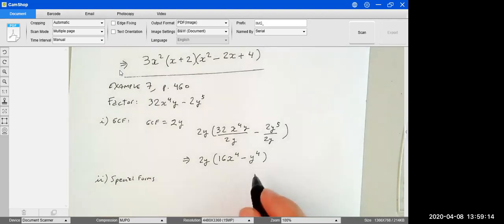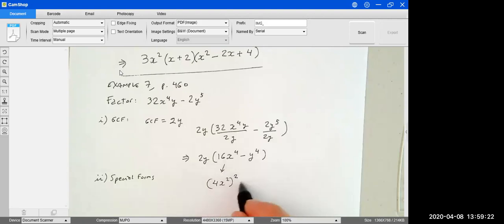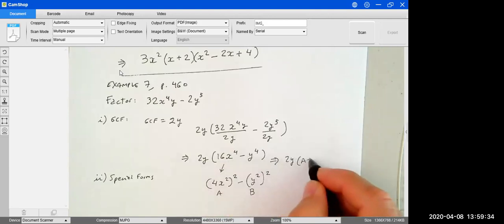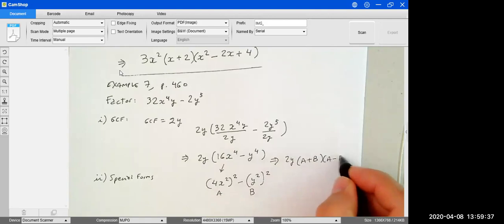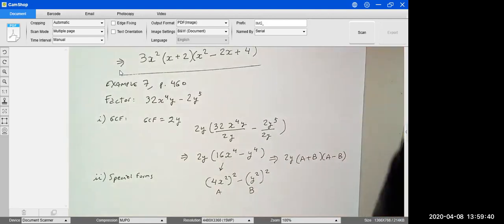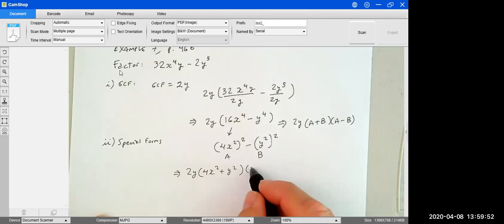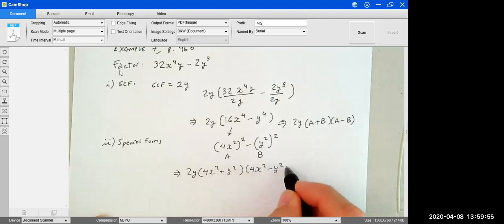products or formulas. So here you can rewrite this as 4x squared, and here you can write this as y squared. So I have a, I have b, so I can write this as 2y that multiplies a plus b and a minus b. So let's see what we get from this operation. We're gonna get 2y and a is 4x squared plus y squared, and this is 4x squared minus y squared.